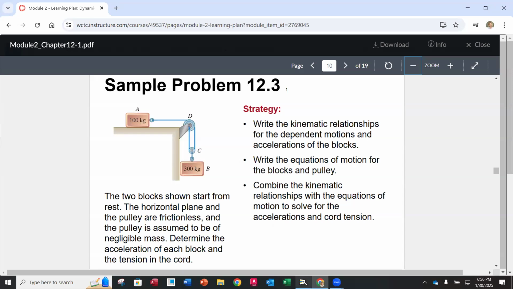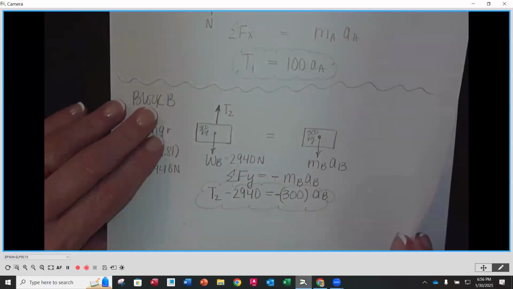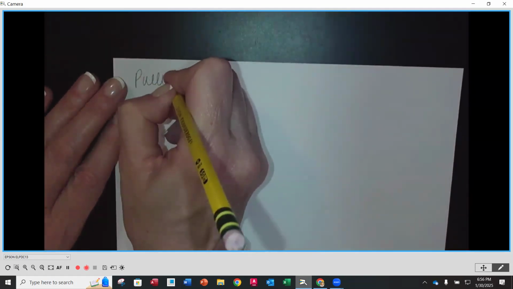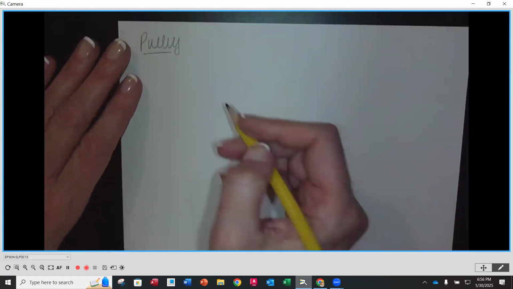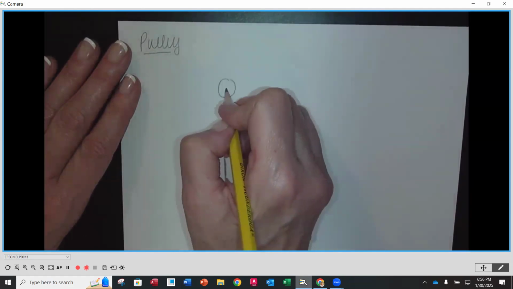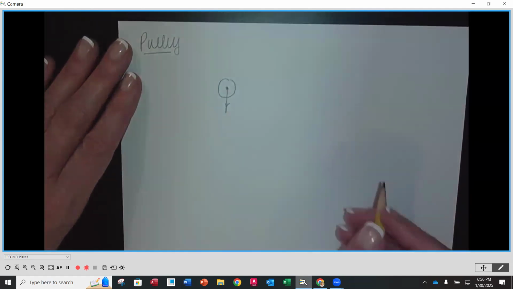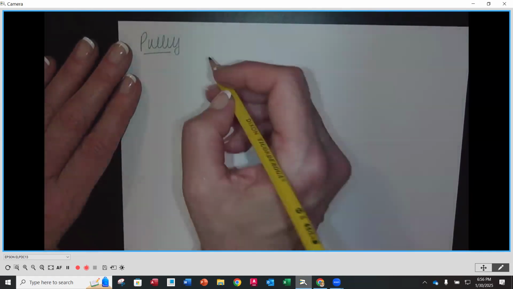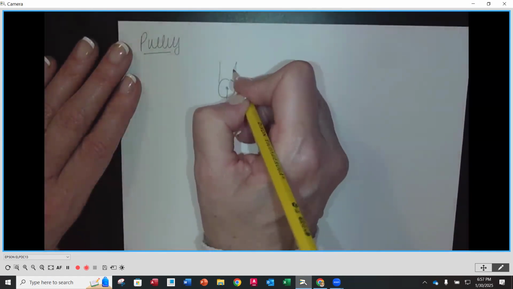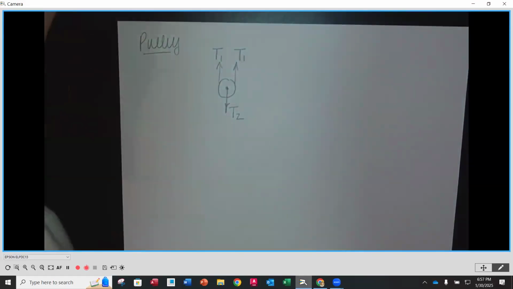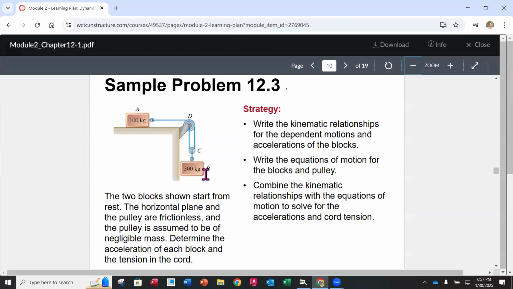We're going to draw a free body diagram of our pulley. We're going to draw the pulley here, and we know that the tension going down on that pulley is our T2. That's going down to block 2. And T1 is the value on either side here. Let's look back at that pulley and see how it's attached.